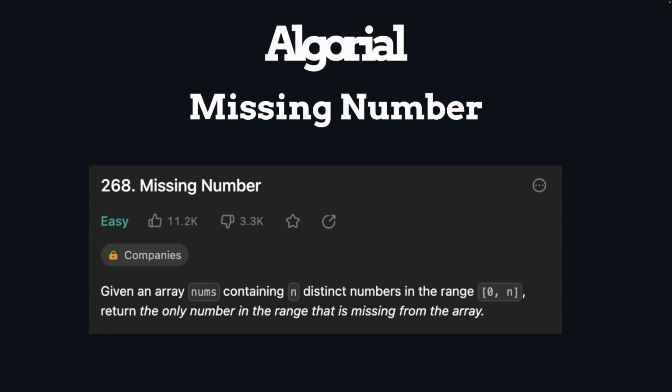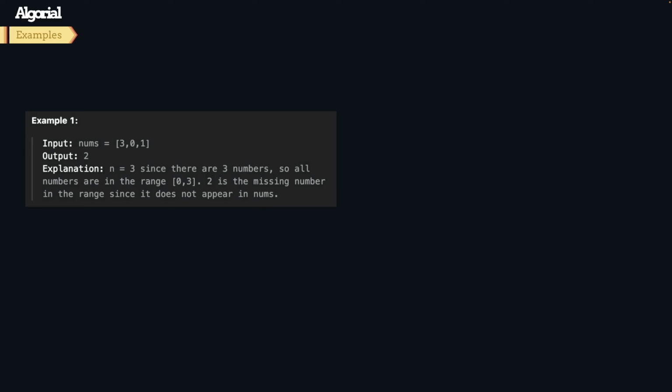Hey and welcome. Today we will solve the missing number interview question. Let's get into it. Here's the first example. We have an array with length of 3, so we are expecting a sequence of numbers from 0 to 3, but number 2 is not present, and that is the answer for us to return.